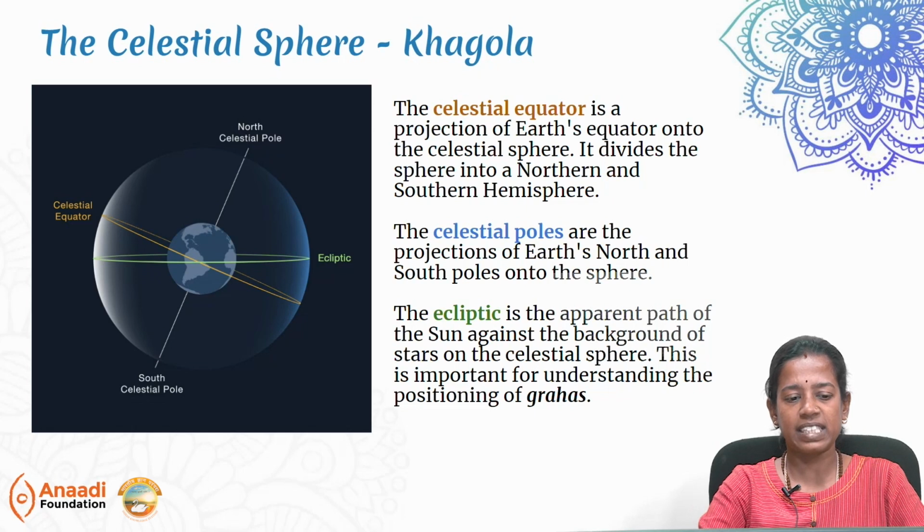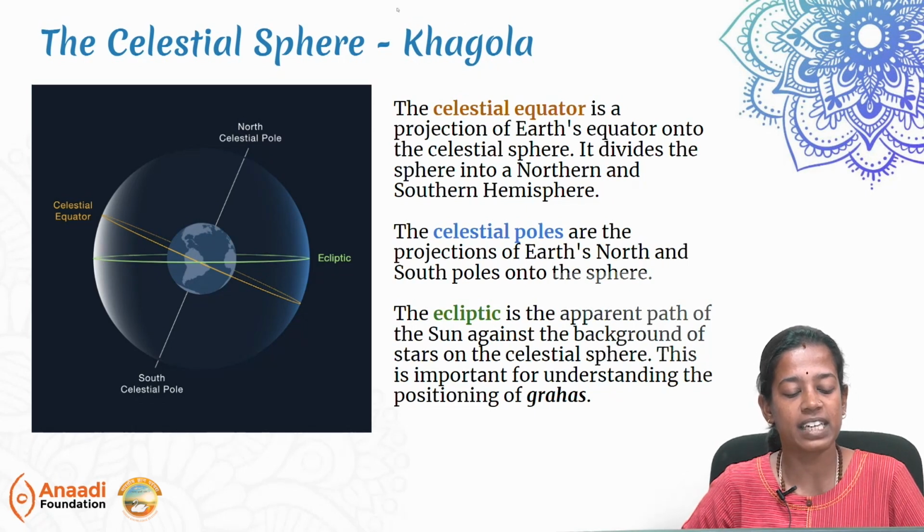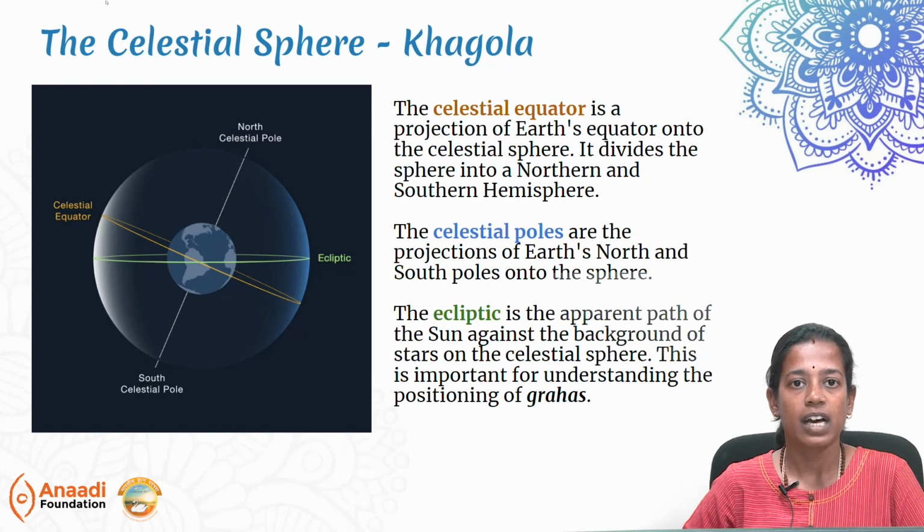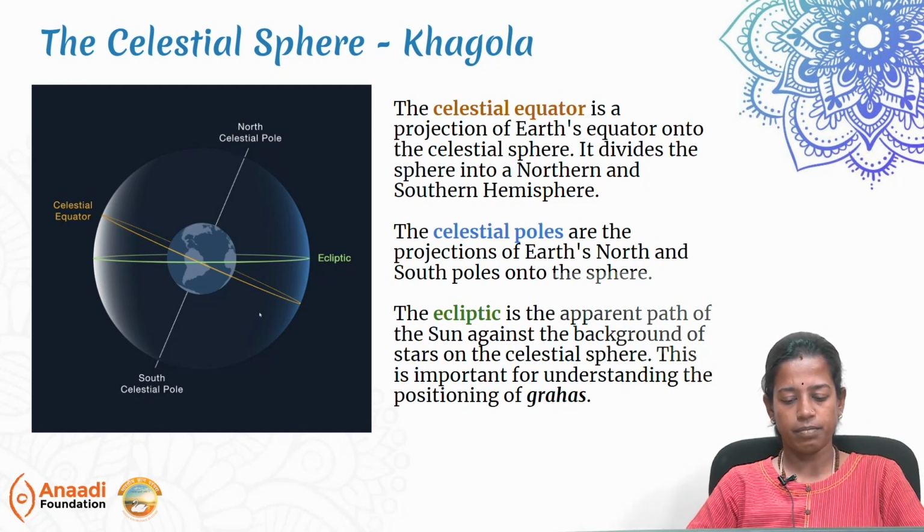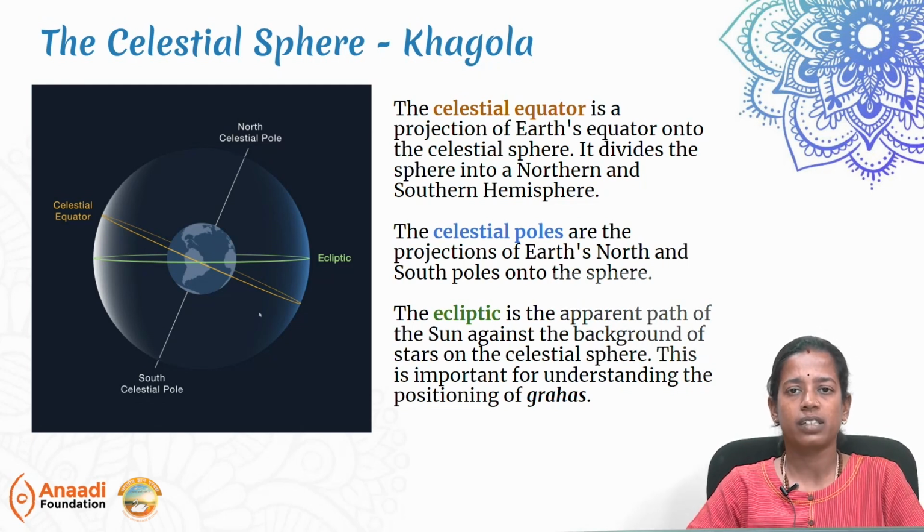Now we see this green line. Do you all see? The celestial equator here is somewhat orangish in color, and then there is a green line which is also marked as ecliptic. We will try to understand what this ecliptic is and how it is formed. That is also an important concept.